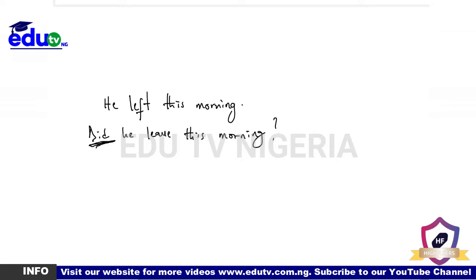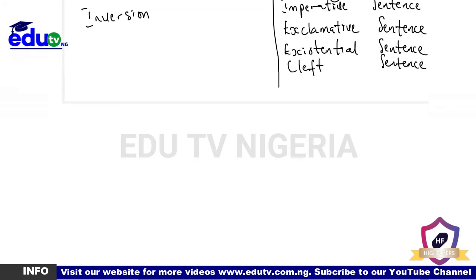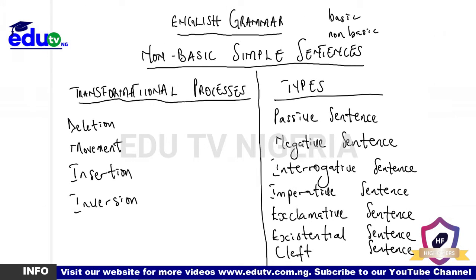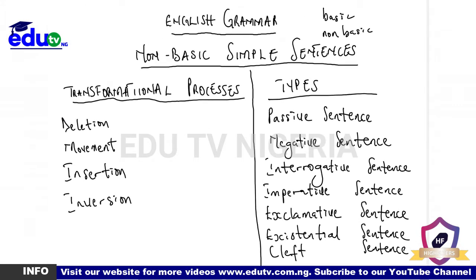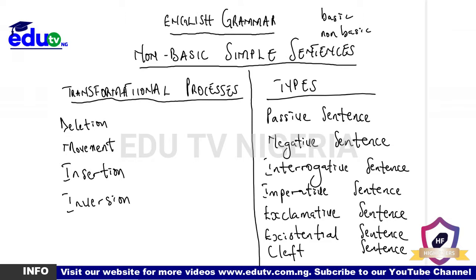And then I would try as much as possible not to delete. Oh, don't worry, let me just delete it. I can always make another sentence to explain the last type of transformational process. So with this, you know that insertion is another transformational process that occurs in the formation of non-basic simple sentence. And then we also have what we call inversion.